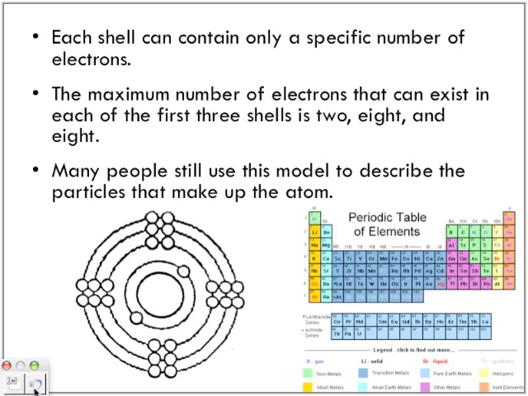Many people still use this model to describe the particles that make up the atom. So this is what we're going to call the Bohr and Bohr-Rutherford diagram. When we use this way of drawing an atom, this is the simplified version, the grade 9, grade 10 version of the atom. Once you get into the senior levels of chemistry, we don't really use this kind of drawing anyway for that level.